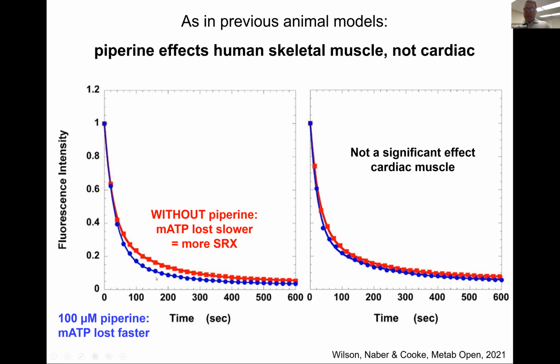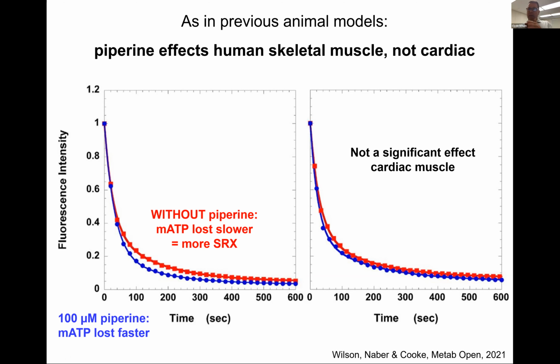So MANT ATP, the fluorescent analog of ATP, is being exchanged out slower, as opposed to with 100 micromolar Hipporine, where the MANT ATP is exchanged out faster, and there's no statistically significant effect on human cardiac muscle, which is important for drug development, because that would be an unacceptable side effect.